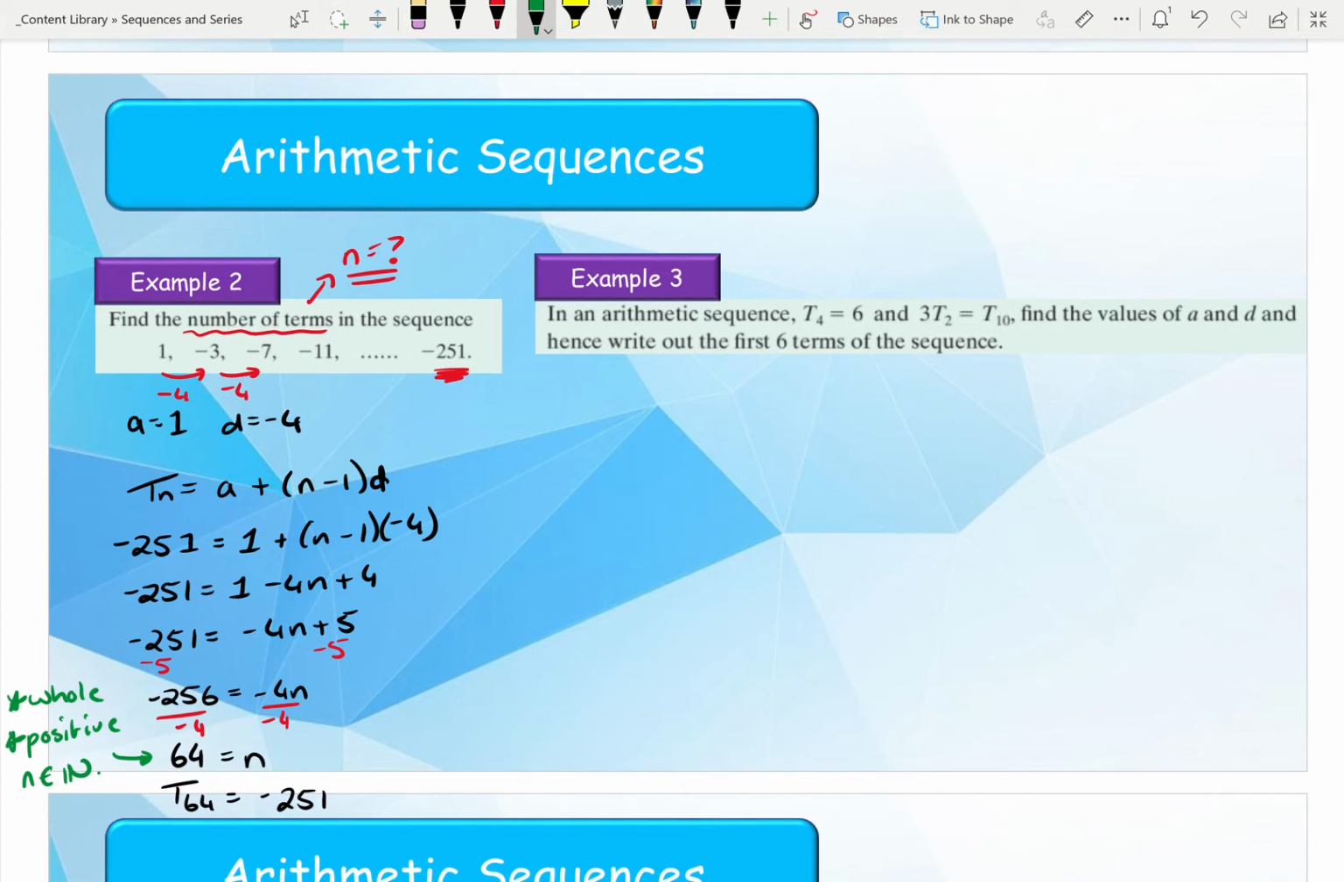Alrighty, time for example 3. If you want again, guys, and you need to take a minute to go over what we've done so far, you can pause the video here. But otherwise, we're going to crack on into example 3.